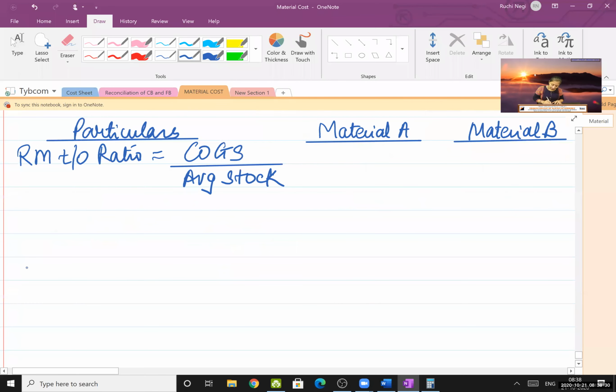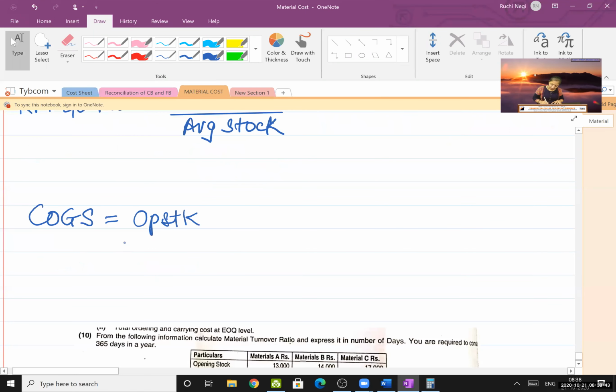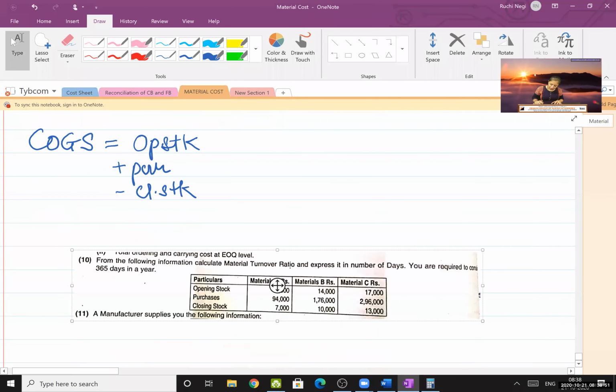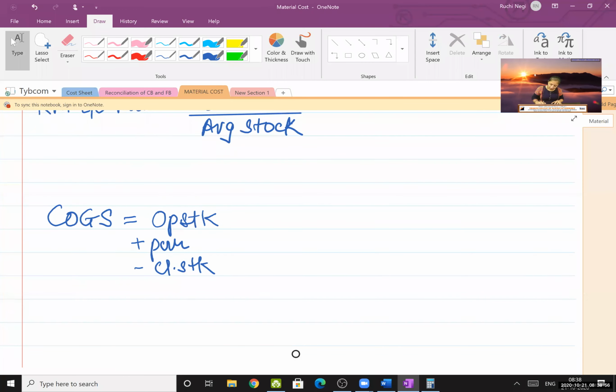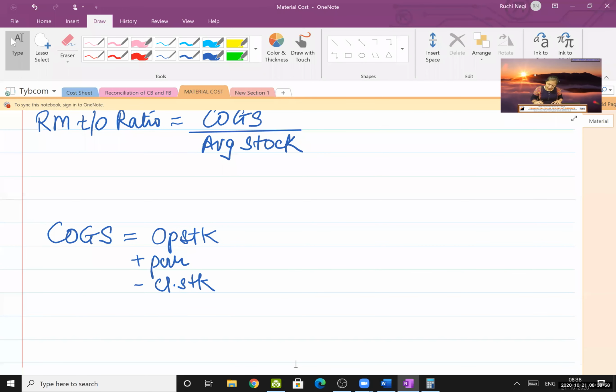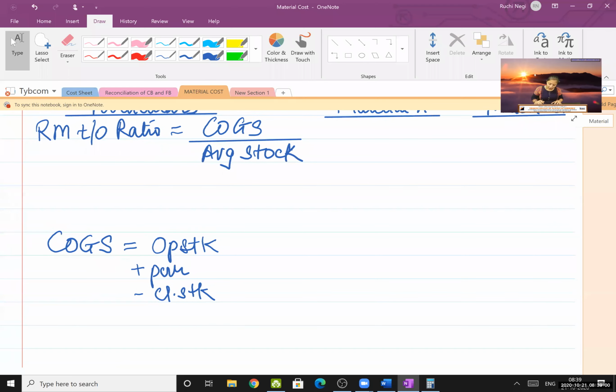Here. Then let me calculate COGS. First solve the numerator. COGS is what? Opening stock plus purchases less closing stock. Okay, this will give me COGS. So let me start with the formula. So this is my COGS.